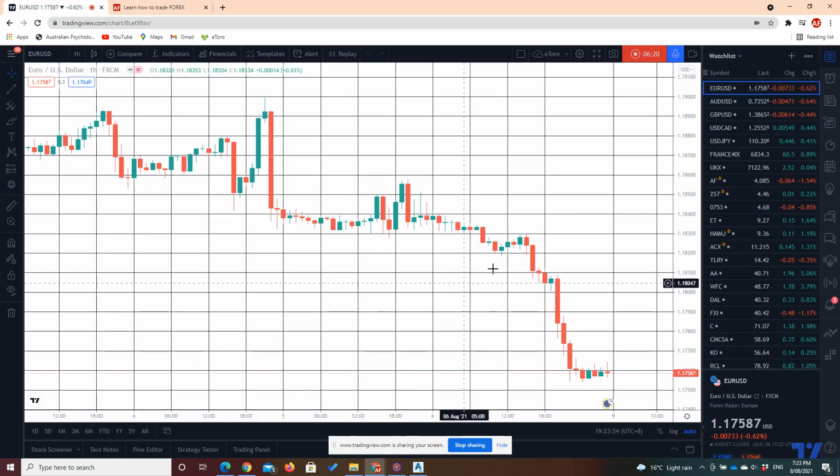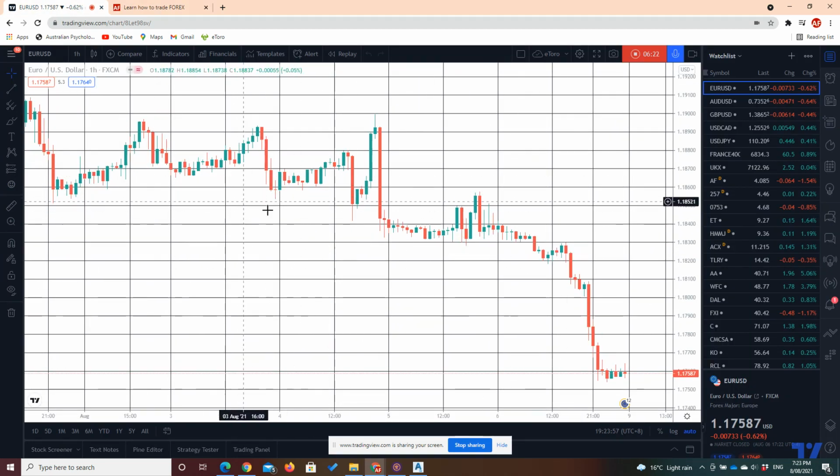So let's go and open the chart here. You can see lots of these patterns happening here. For example, we have the inside bar. You can see we had a long candle, then we have a smaller one but inside the other one. So this is a good indication that a reversal can happen.